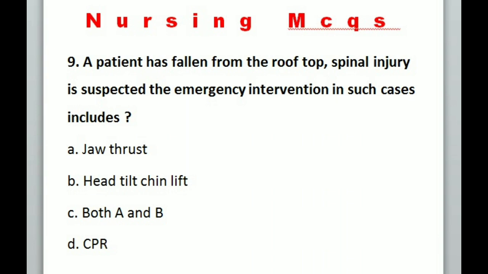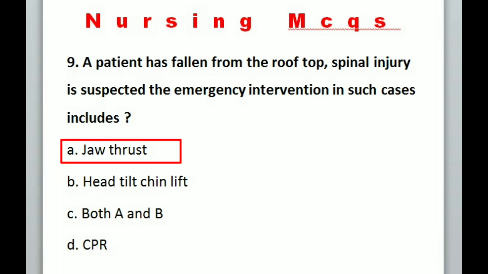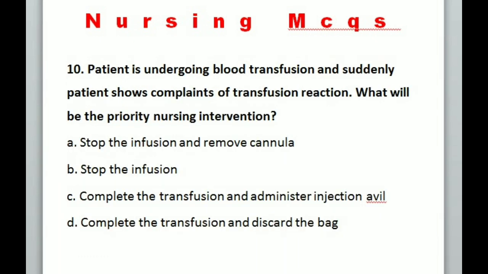9. A patient has fallen from the rooftop. Spinal injury is suspected. The emergency intervention in such cases includes A. Jaw thrust. B. Head tilt chin lift. C. Both A and B. D. CPR. Correct option is A. Jaw thrust.